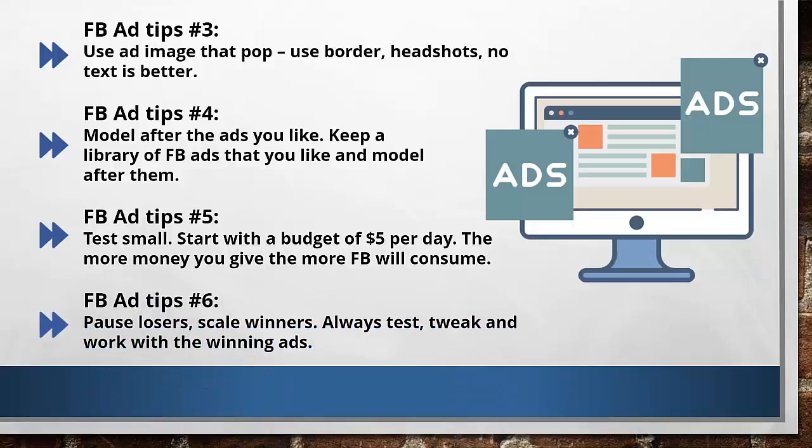Next is tip number 6. Pause losers, scale winners. If you run 5 to 6 ads simultaneously, test them and see which ones are performing well and which ones are not. Pause the ones which are not doing well or tweak them and always scale up the winners. You can go up to $20 to $50 per day if they are doing well and giving a good ROI to you.